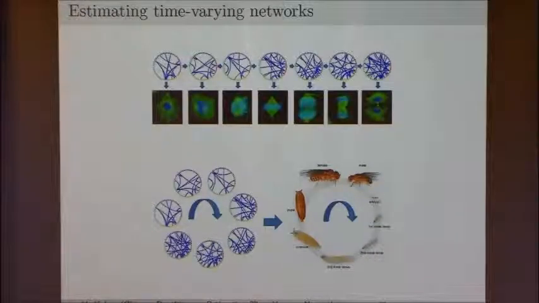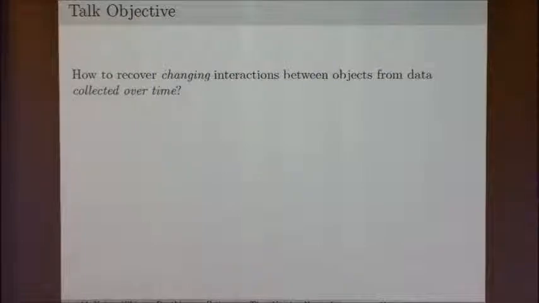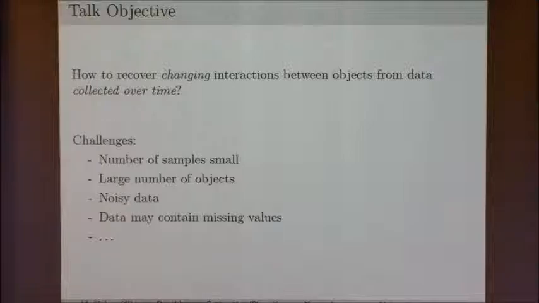Okay, so to summarize, we would like to infer some network that tells us about interactions between genes that drive a cell division process, so development of a fruit fly. And we would like to infer these networks from data that can be cheaply collected over time. So in particular, we have connections, interactions between objects that are changing over time, and we have data that is collected over time. And there are a number of challenges.